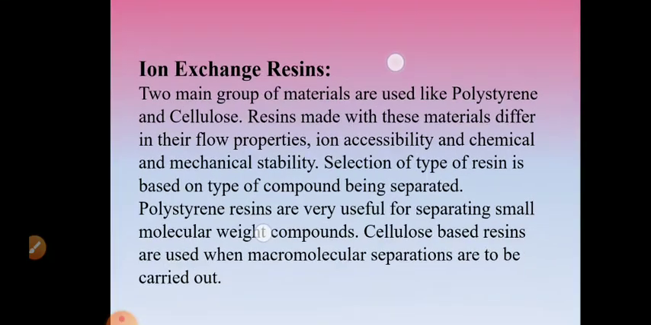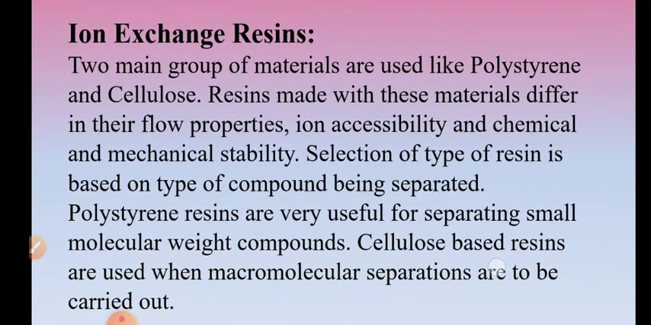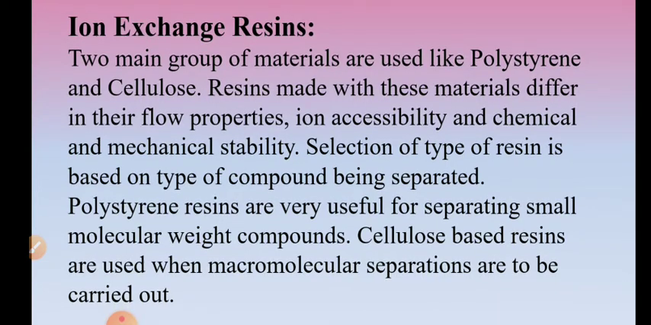Now, for ion exchange resins, two main materials are used as inert support medium: polystyrene and cellulose. Polystyrene is prepared by mixing styrene and divinyl chloride, and they are allowed to undergo polymerization. Resins made from polystyrene or cellulose differ in their flow properties, ion accessibility, and chemical and mechanical stability. The two are totally different.